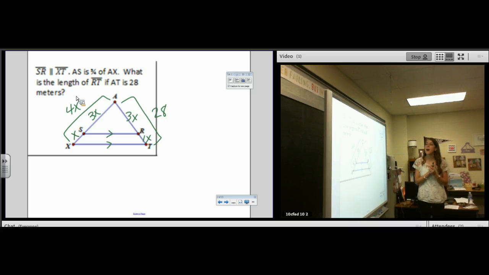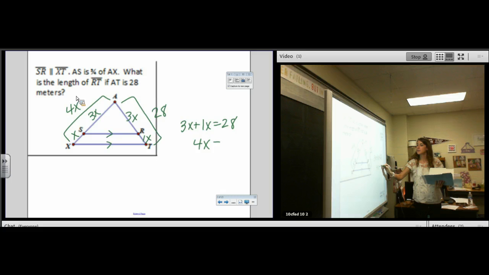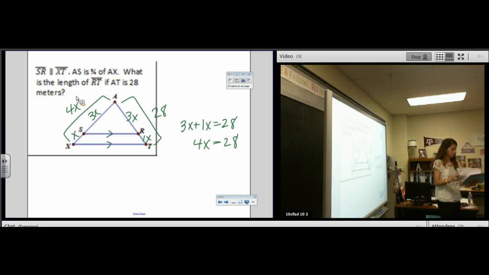So all we have to do now, you have two options. You can multiply 28 times 3/4, or you can say 3x plus 1x equals 28. You could solve for x and you could plug it back in. Whichever one you feel more comfortable with. Can you do 4x equals 28? Right. 3x plus 1x is 4x. Okay, 4x equals 28.